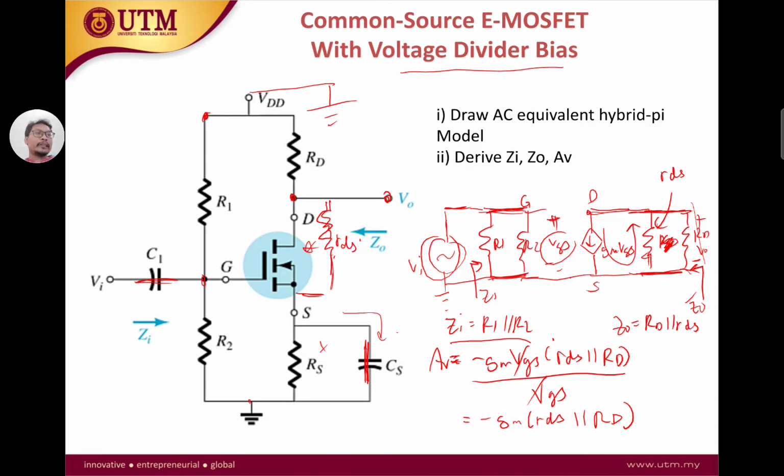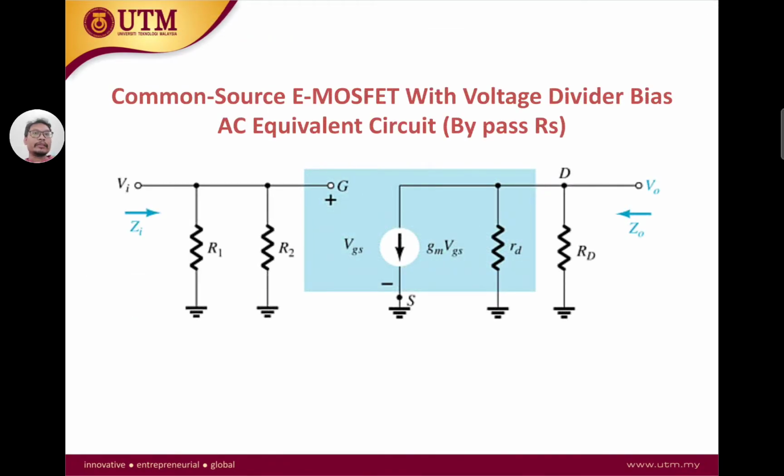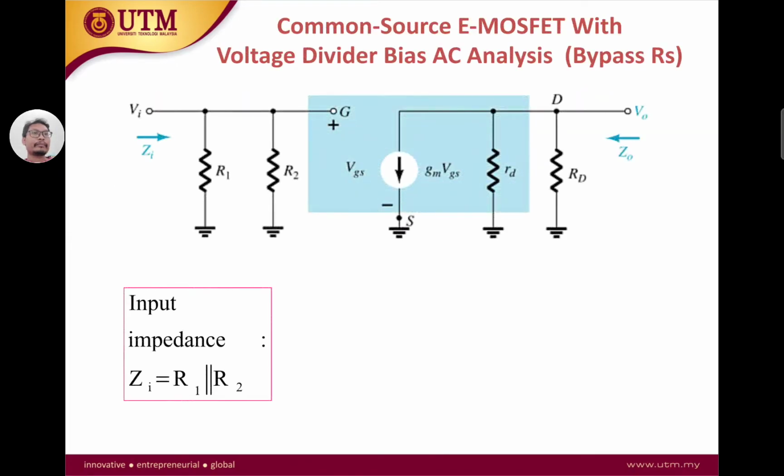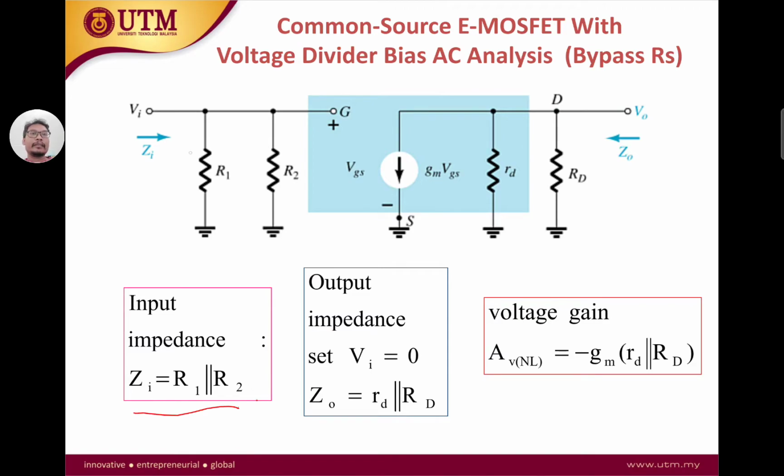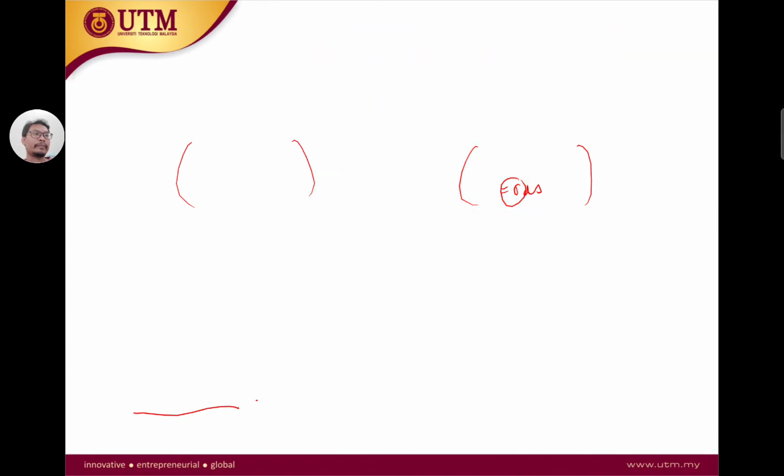Okay, so that's the derivation, and I think we can see here, this is the model. You can see that the Zi is looking there, and the output resistance is actually looking here without the RL. So we can see here that Zi is just a parallel combination of R1 and R2, and Z out is a parallel combination of RD and RDS. We can call it RDS, small r, which represents the internal resistance of the MOSFET, rather than the big R there. So a parallel of RD and RDS is your output impedance, and the voltage gain is as we have derived previously.